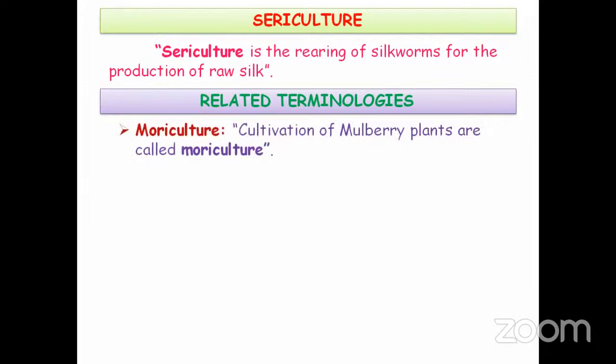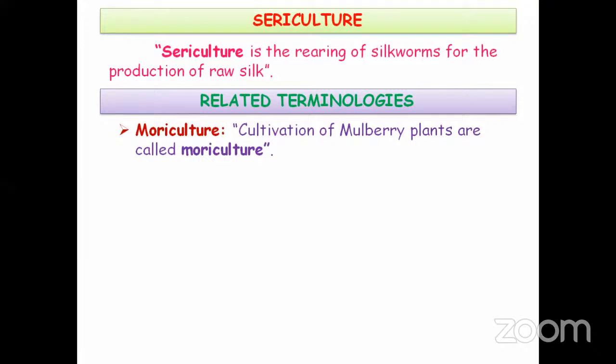So what are the different terminologies which are related to sericulture? One by one we see. The first one is moriculture. So what is moriculture? Moriculture means the cultivation of the mulberry plants.